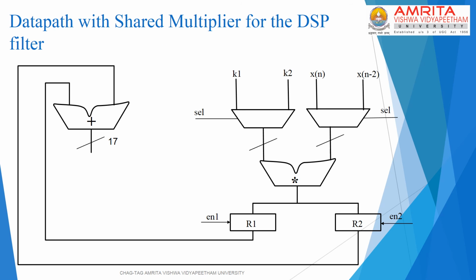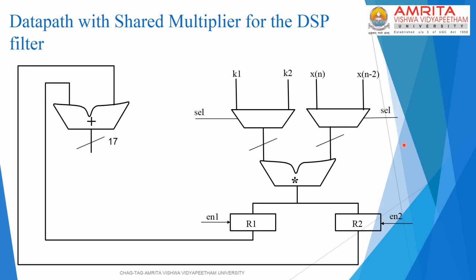In the DSP filter, the sharing of the multiplier necessitates the use of a pair of muxes for routing the appropriate operands to the multiplier. So this is controlled by the cell line, which is generated from the control path.